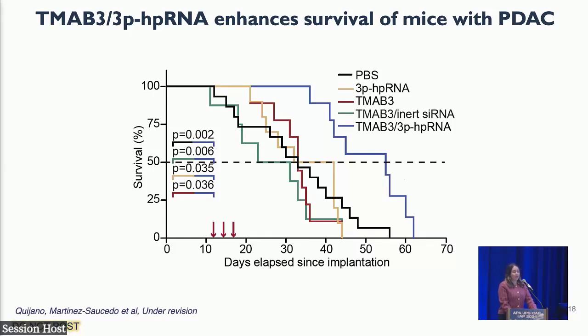And you can see here how, of all the groups that we have with the treatments, with the single controls, only the ones that were treated with the antibody and the short hairpin had an increase in their survival. And we know that these types of tumors are very aggressive. So we were very happy to find that we were seeing an effect.